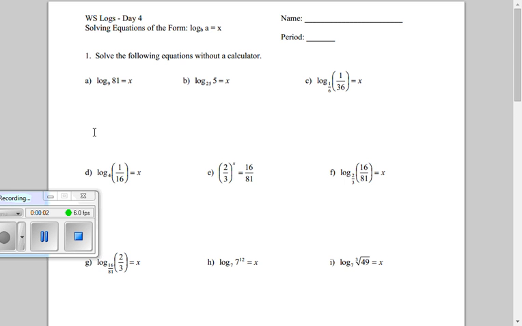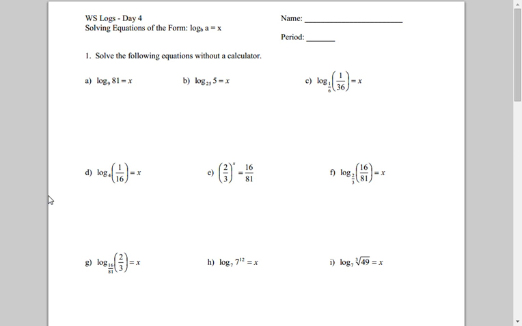Okay, I'm recording this for day 4 of logs. This is for Wednesday, the 7th of May, and I'm just recording this for you guys so that you can have a quick lesson on how to do your worksheet for today. It's going to be very fast and a lot quicker than normal, so pay full attention here for a few minutes.